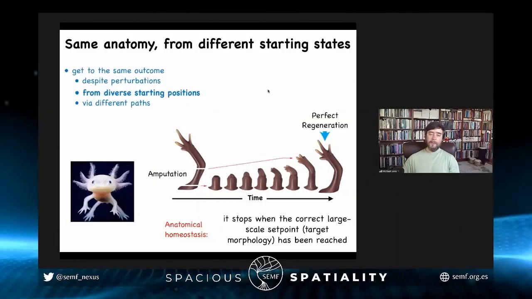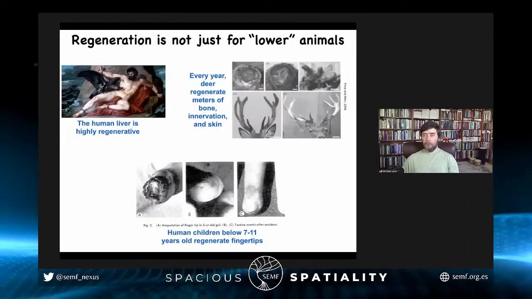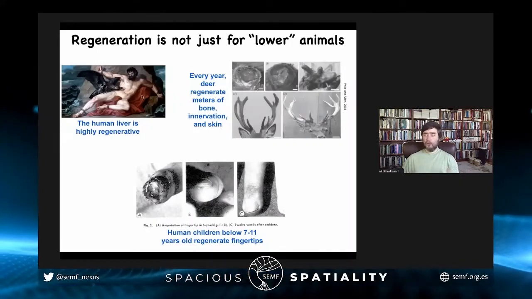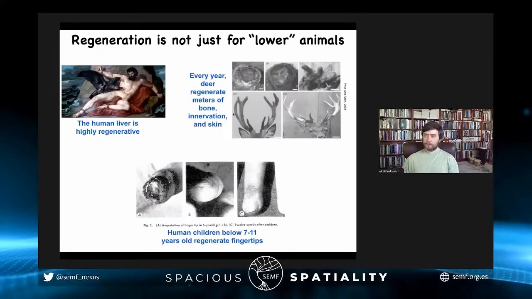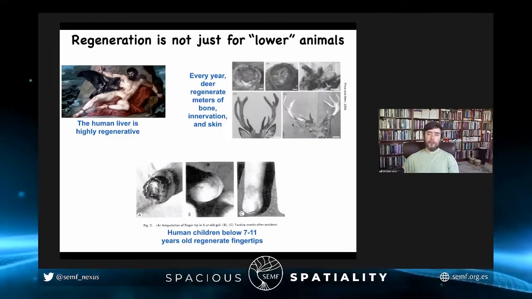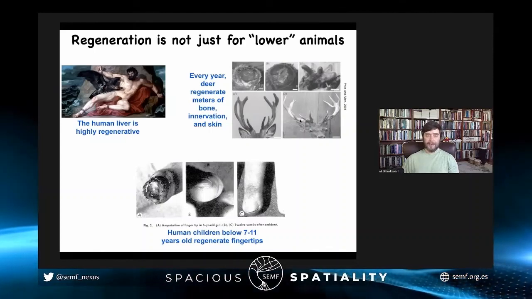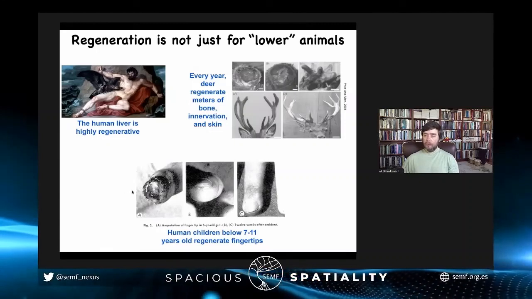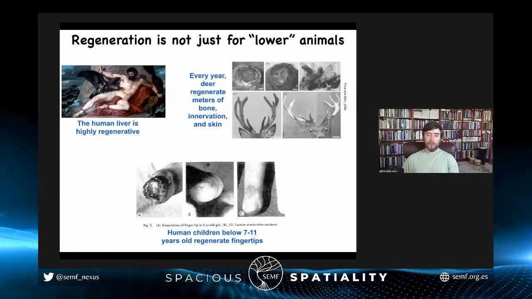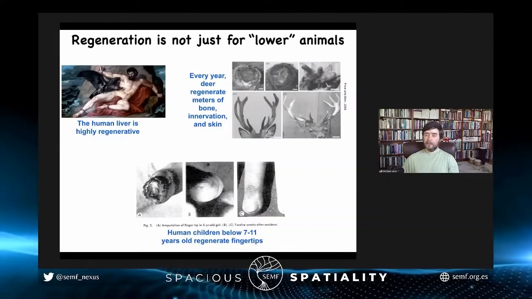till they get to where they're going. Parenthetically, this is not just for frogs and for axolotls and worms. The human liver, of course, is regenerative. Even the ancient Greeks knew that. I have no idea how they knew that, but it seems like they did. Deer every year regenerate massive amounts of bone, up to 1.5 centimeters of new bone per day. Bone, vasculature, innervation, skin. And even human children below a certain age can regenerate their fingertips. If you just leave it alone, it'll basically regrow cosmetically. A very, very nice outcome.